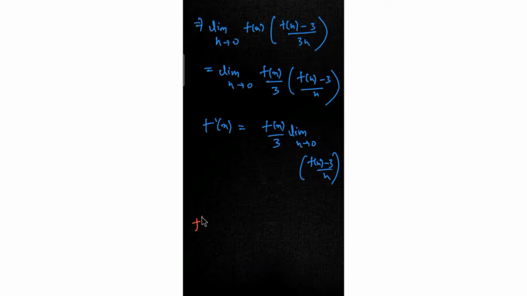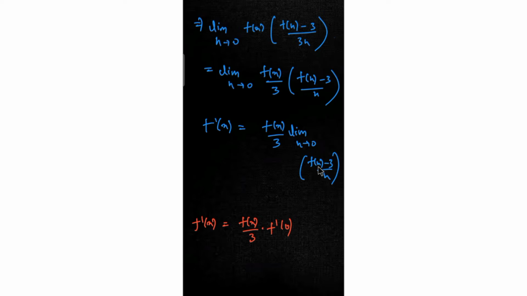So f dash of x is equal to f of x by 3 into limit h tends to 0 of f of h minus 3 divided by h, which is basically nothing but f dash of 0, isn't it? Because for f dash of 0, you just need to put 0 in the place of x.